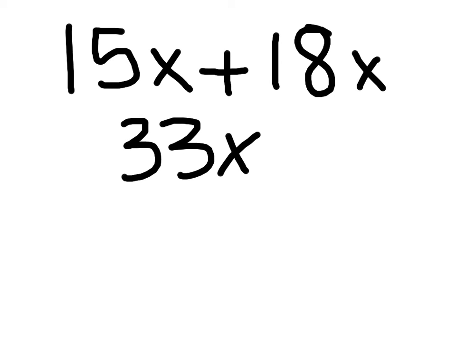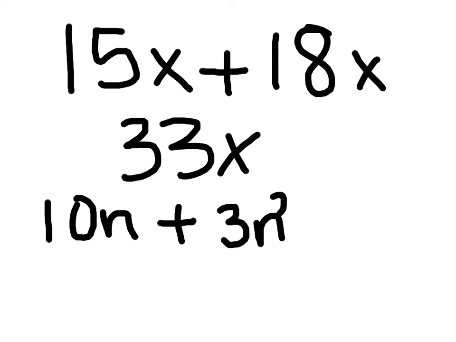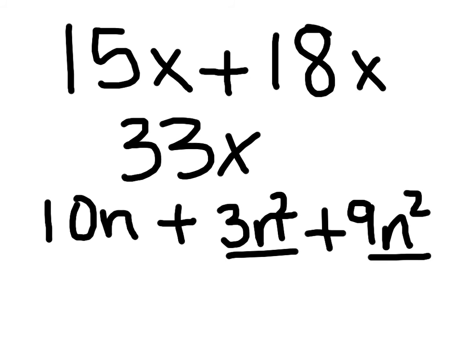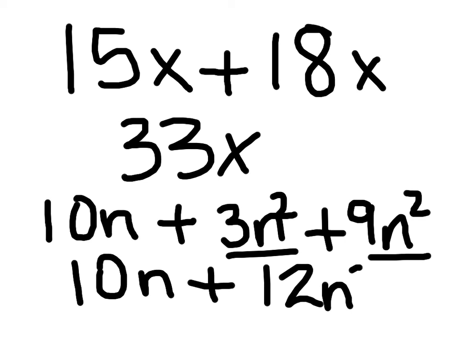We have 10n, this is letter B, plus 3n squared plus 9n squared. What terms can we combine there? The 3n squared and the 9n squared. Right. So we would end up with 10n plus what, Kaylee? 12n squared. Excellent. See that, Drew?